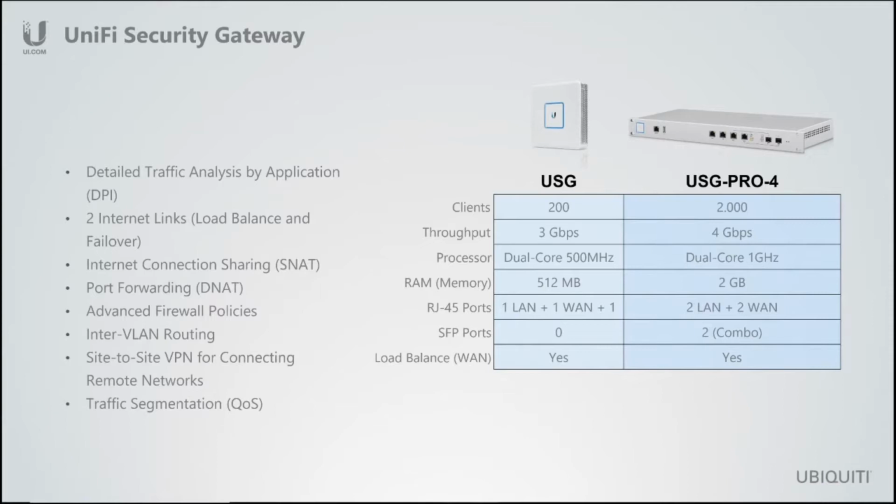Right, so most of you must be aware of the USG. Those are the two routers that were initially introduced in the UniFi line of products. Right, so there is the USG and the USG Pro 4. The difference is that the USG only has 3 Ethernet ports. However, the Pro 4 also has 2 SFP ports, which can be used as LAN or WAN.